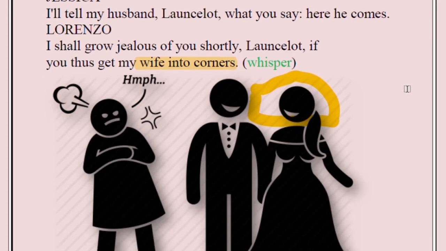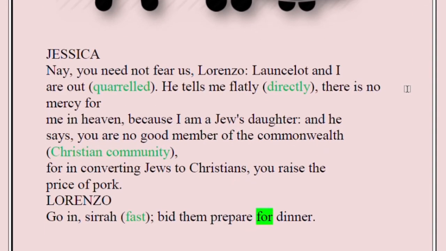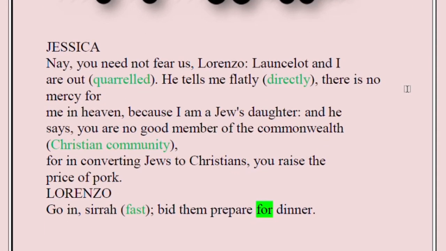Jessica: Nay, you need not fear us, Lorenzo. Launcelot and I are out. Are out means Launcelot and I have just quarrelled, and therefore you don't have to fear it. I will not go and talk with Launcelot any longer. I have quarrelled with him. He tells me flatly, which means directly, there is no mercy for me in heaven because I am a Jew's daughter, and he says you are no good member of the Commonwealth.